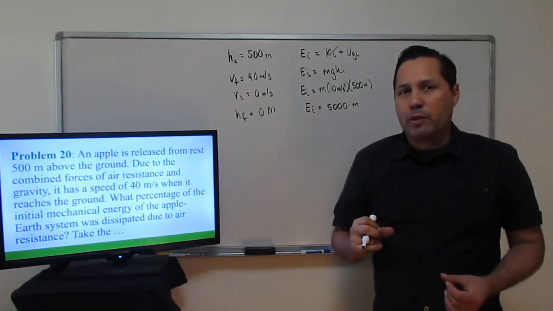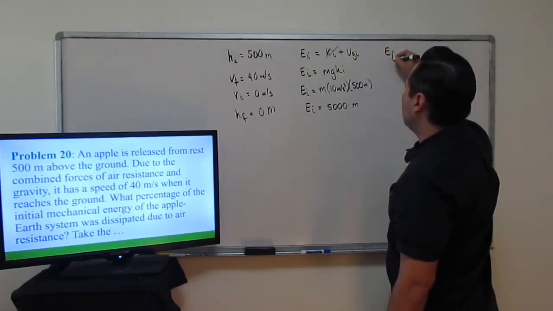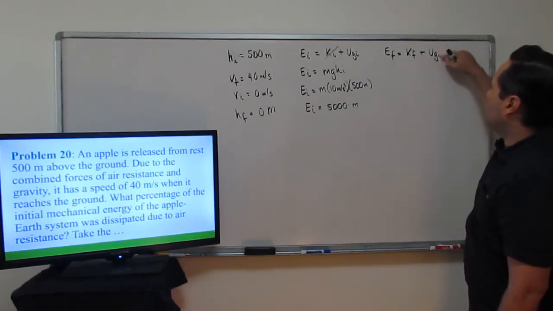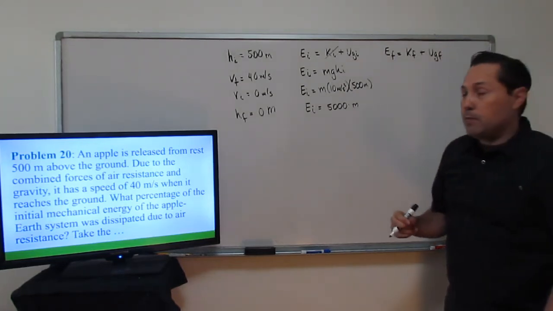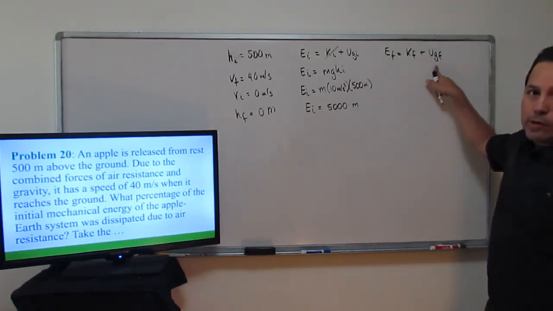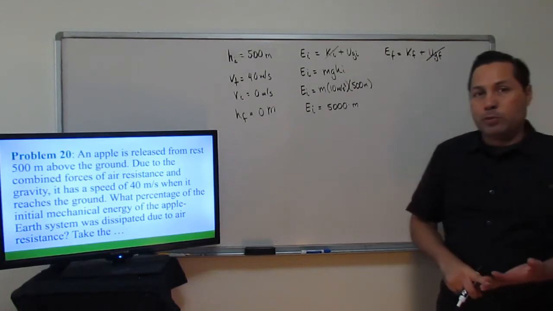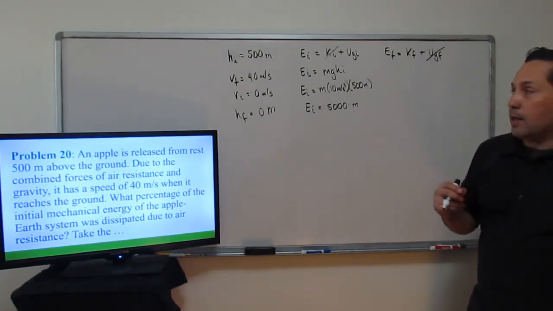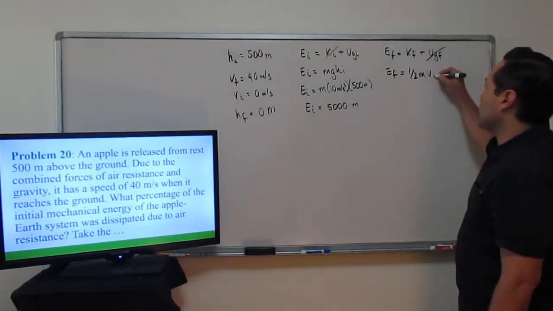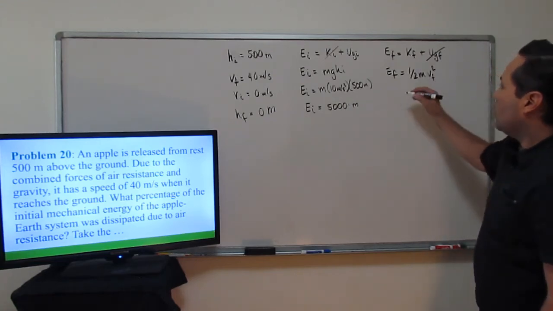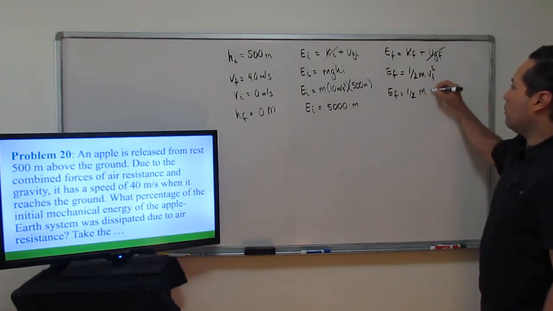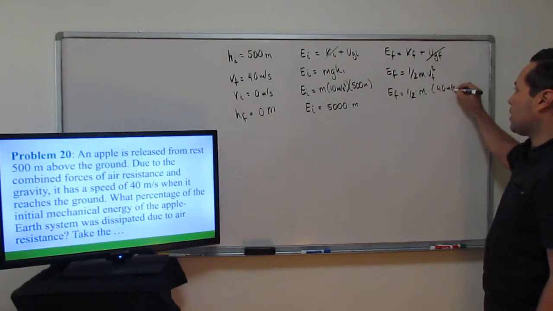Now what is our final mechanical energy? For final mechanical energy, it's going to be kinetic energy final plus gravitational potential energy final. Now one of these can go away, since the instant the apple reaches the ground, it is not off the ground anymore, so it's got no height. Therefore we can cancel out the gravitational potential energy, leaving us with just the final kinetic energy. That's going to be 1/2 mass times velocity final squared. So we have 1/2, the mass we don't have, multiplied by the velocity, which they mentioned was 40 meters per second, squared.